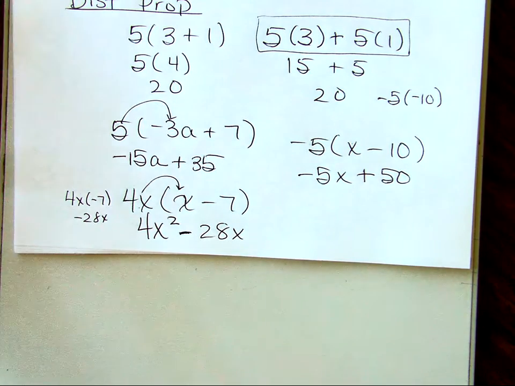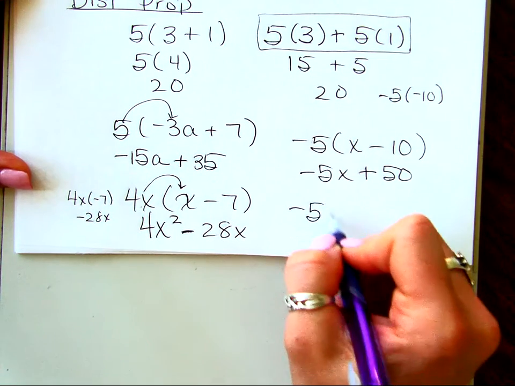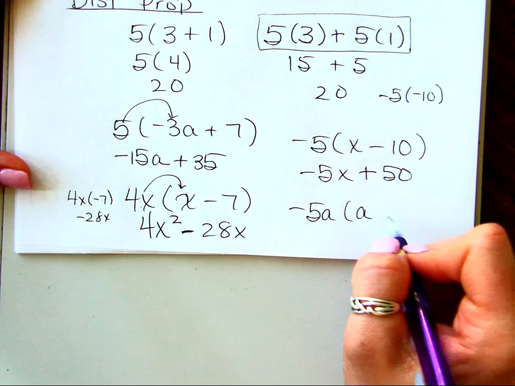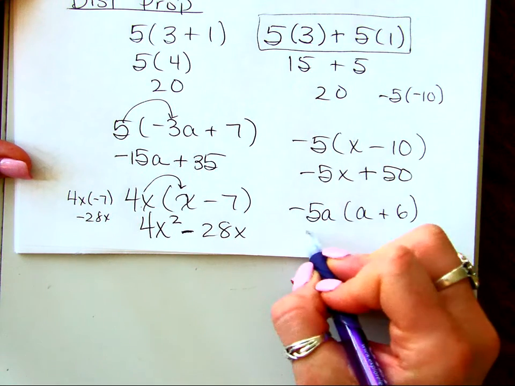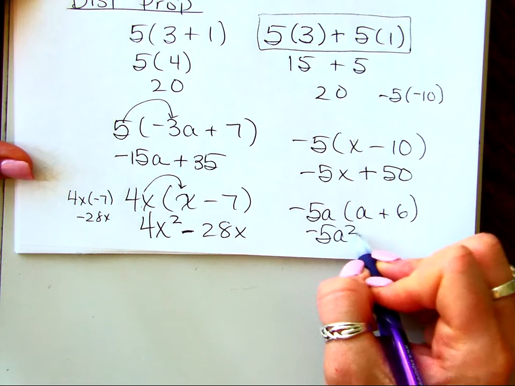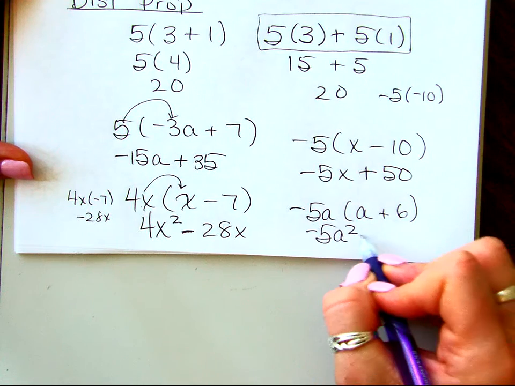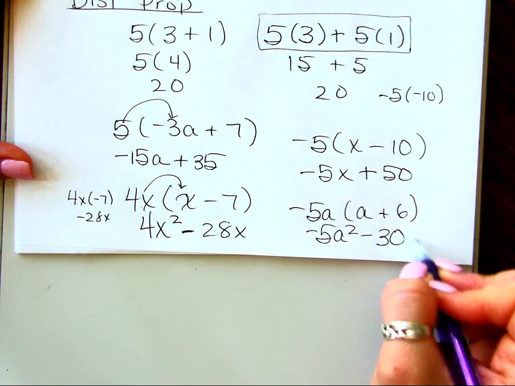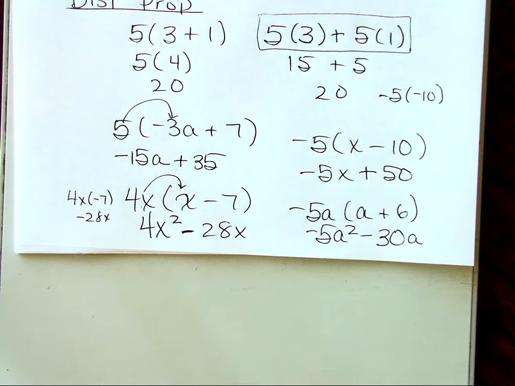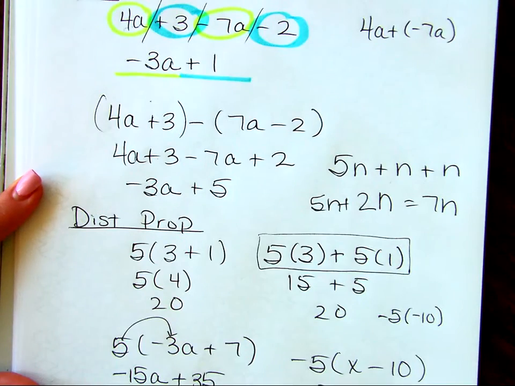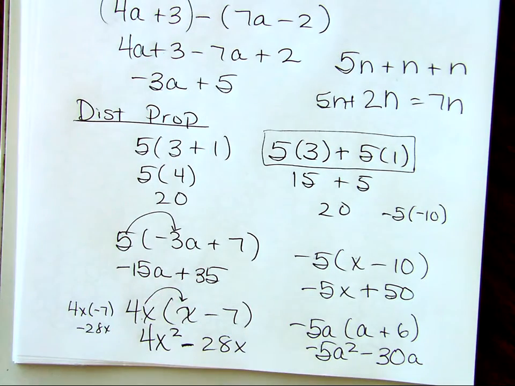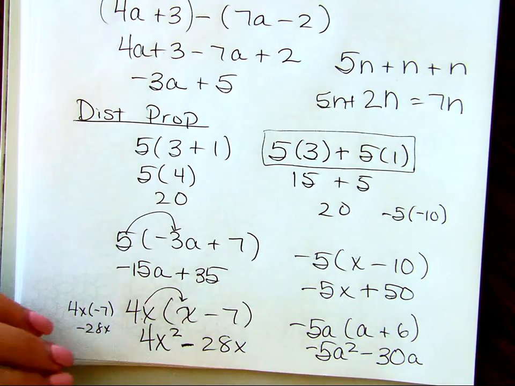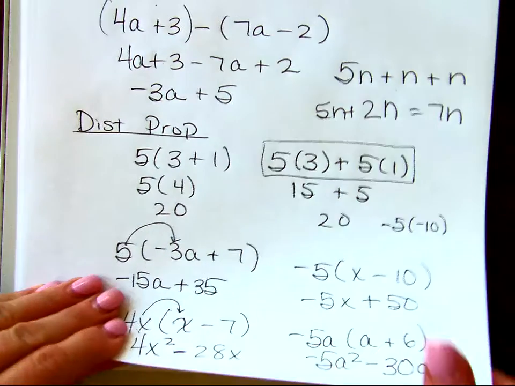Same thing can apply if I have this on the outside, a plus 6. I could do negative times positive is negative 5a squared. Negative times positive is negative 30a, okay? So, if you know how to combine like terms or add and subtract expressions, and you know how to distribute, then part 3 of today's notes is going to be putting these two together in the same problem. And that's going to look like this.